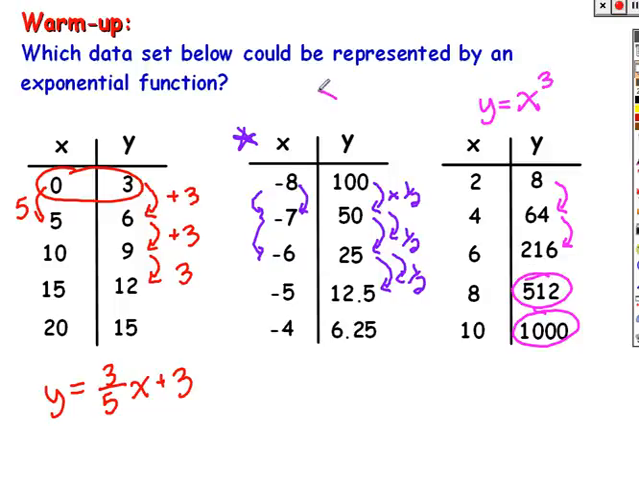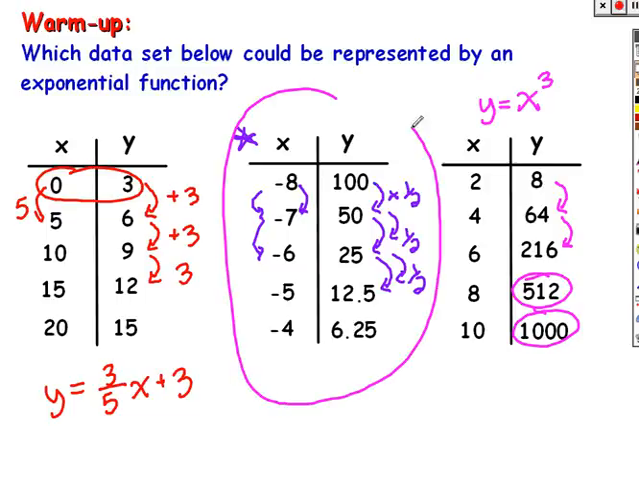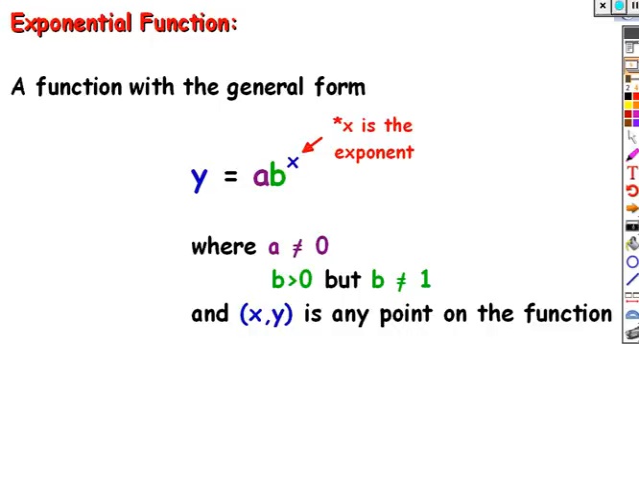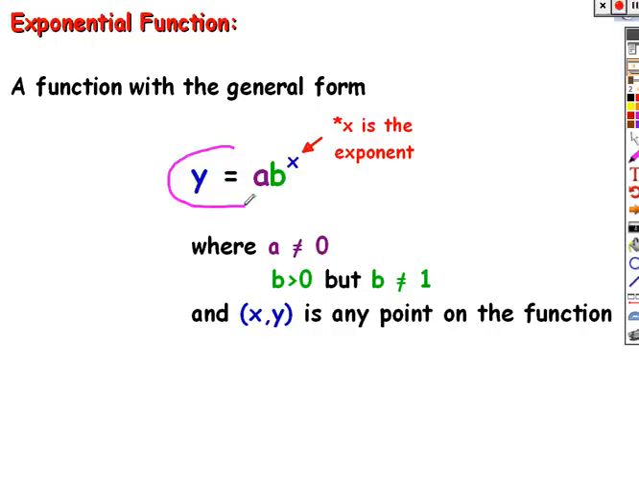So number 2, this is the only data set that could be represented by an exponential function. How do I know that? The y's are being multiplied or divided by the same number over and over and over. So that leads us to the general equation for the exponential function. Here it is, y equals a times b to the x power.